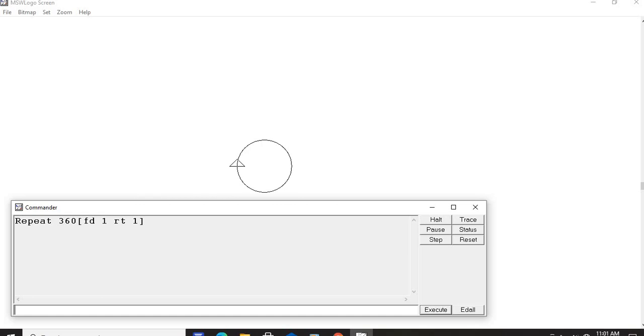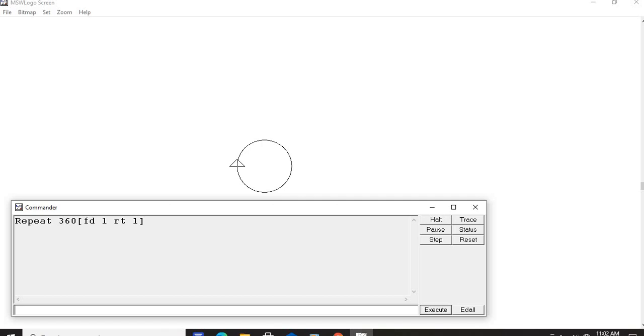Now, as you know, when a circle moves, it moves by an angle of 360 degrees. FD 1, RT 1 means that for every one of the 360 degrees, it is drawing a line of size one. So it is drawing a line 360 times, and every time it is turning by one degree. So FD 1 and RT 1 is being repeated 360 times. That is why we use repeat 360, opening bracket, FD 1, RT 1, closing bracket, and when we press enter, the circle will be drawn.